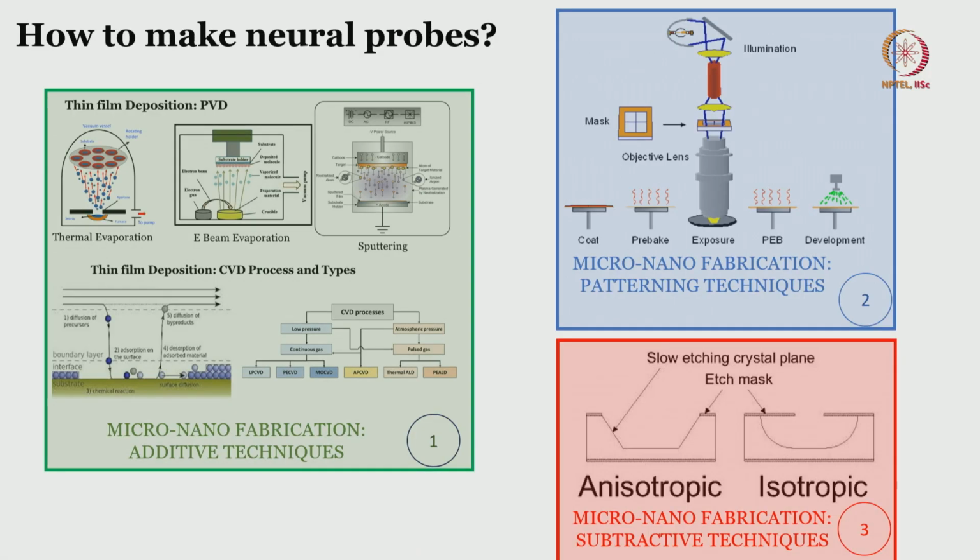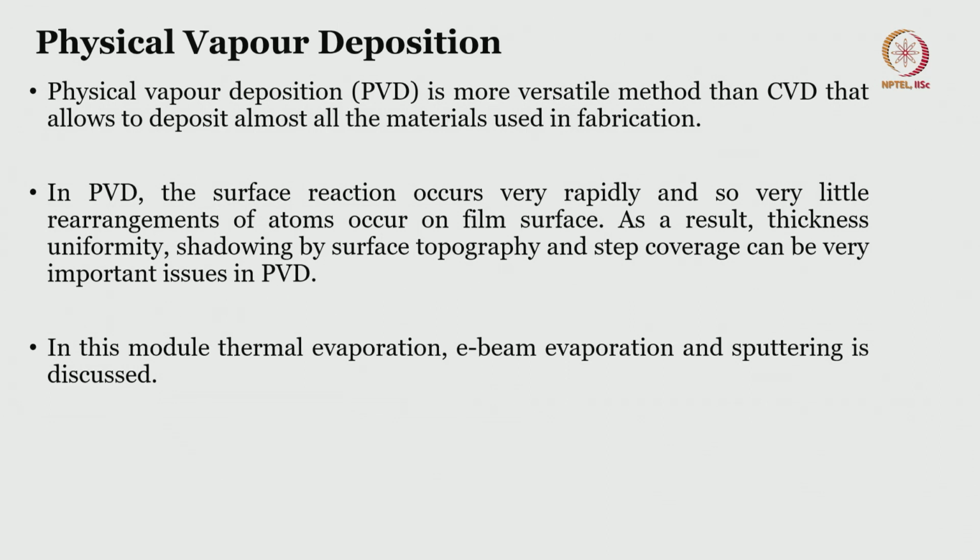If you remember, we discussed this particular slide. Now, let us see the next slide. We start with physical vapor deposition, and as it is written, PVD is a more versatile method than chemical vapor deposition. Why? Because it allows us to deposit almost all the materials used in fabrication. When you say almost all the materials, what does that mean? Using PVD you can deposit metals, semiconductors, and insulators. All three categories of materials can be deposited using PVD. We can also do co-deposition, that is, multiple materials deposition.